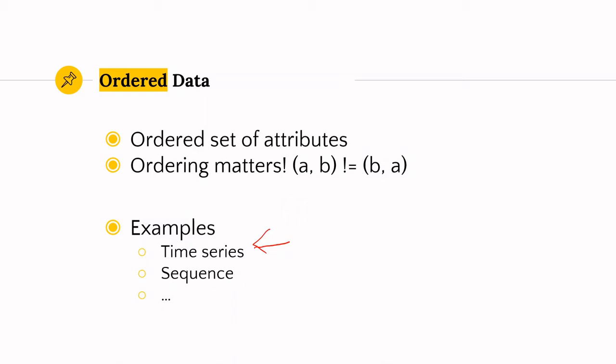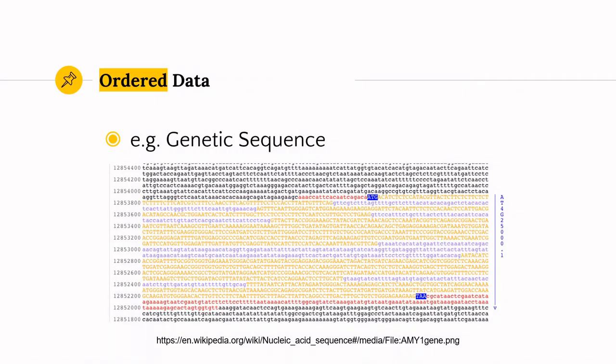What else? Sequence type of data. A lot of times, people just think about time series when we're talking about ordered data, but sequence type data, for example, genetic sequence, DNA sequence. Again, if you mix up the order, then you screw up everything, right? So again, genetic sequence. Genetic sequence is basically an ordering of four different types, right?